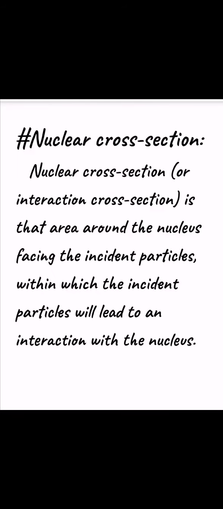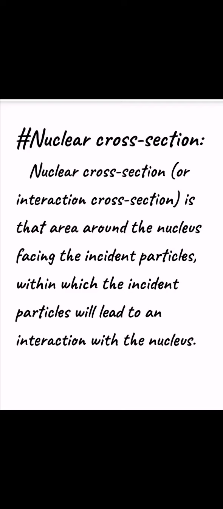Now we are free to define what is meant by nuclear cross section. Nuclear cross section, or interaction cross section, is that area around the nucleus facing the incident particle within which the incident particle will lead to an interaction with the nucleus. I'm leaving this definition to you, and I want you to digest it. So we conclude from here that the greater the cross section, the more is the likelihood of an interaction and the more is the likelihood of a nuclear reaction.